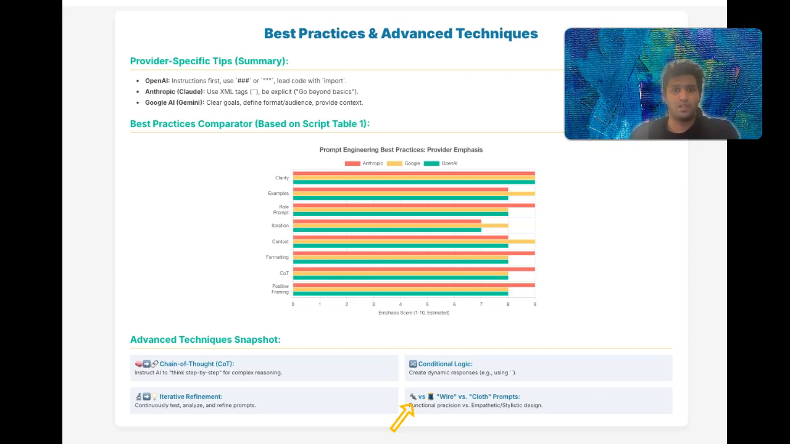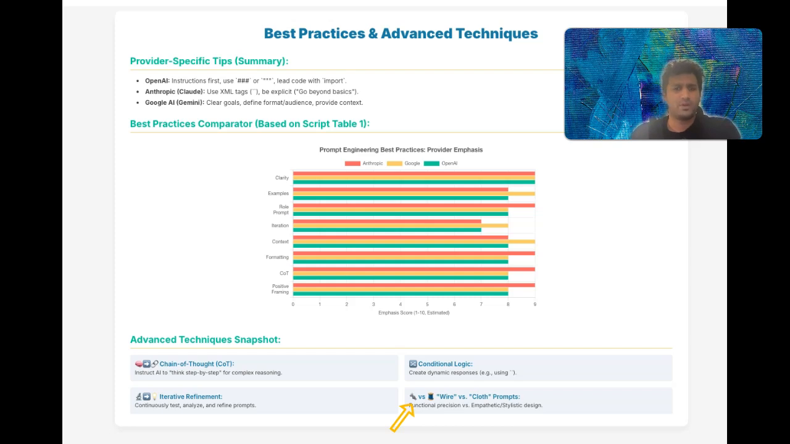Cloth prompts are more like textured fabric. They aim to get a particular style, tone, emotion, or a more nuanced human-like interaction. They consider the how as much as the what. Example: you're a compassionate support agent. A user is frustrated because their software just crashed. Respond with empathy, acknowledge their frustration, and gently guide them through the basic troubleshooting steps. Ensure they're feeling heard and supported.